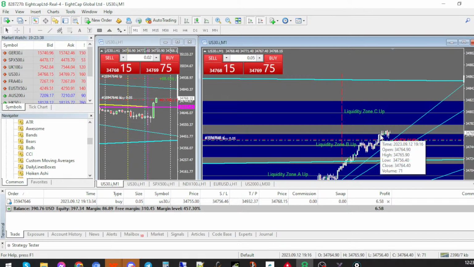We're still looking for the sells right now, but price is moving up. We're getting these long setups. So we're going to take the long until we see a reason for the sell.